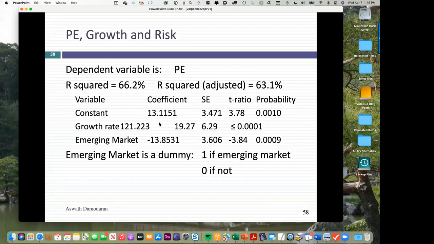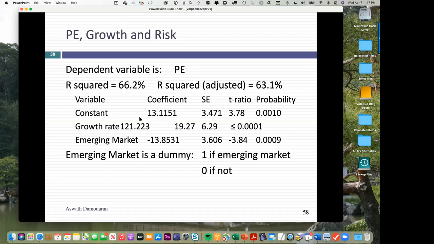But let's break the regression down in pieces. The constant, which is the intercept, is 13.12. What is that? That's the base from which I'm going to build the PE ratio for every telecom company. It tells me something about the level of PE ratios in the entire market. So that's not telling me much, but it's a starting point.